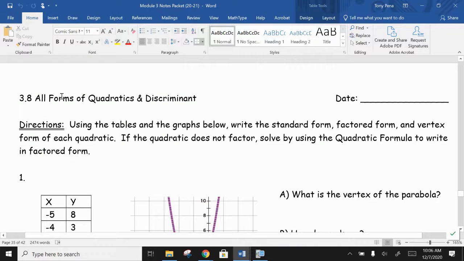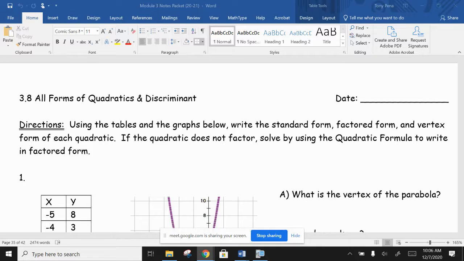So at the top here, you're going to see. I'm not sharing, so you're not going to see anything. Give me a minute. Okay. I'm getting the rush, having to run up here from advisory.